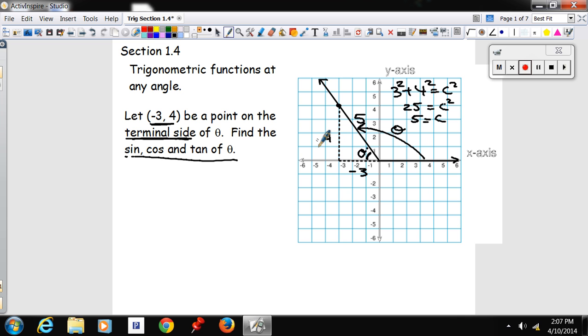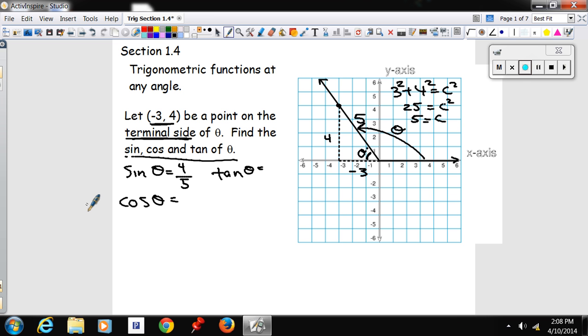All right, now we want to find the sine of theta, the cosine of theta, and the tangent of theta. We want to find those 3 values or fractions. Sine would be SOH, S-O-H, opposite over hypotenuse. Here's your theta. Opposite is 4, hypotenuse 5, so 4/5.